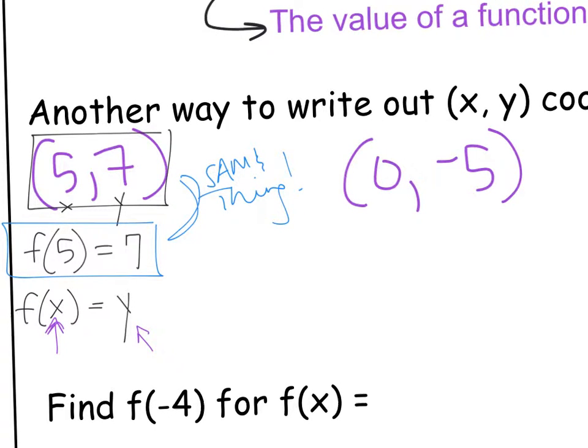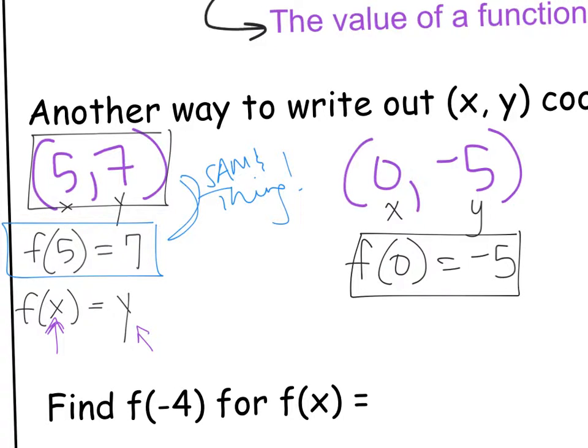So let's take a look at another example. Here's 0, negative 5. This is an x and this is a y. So f, the function at an x value of 0, gave us a y value of negative 5. So again, this is in function notation, this is in regular xy coordinates, and these also mean the same thing.